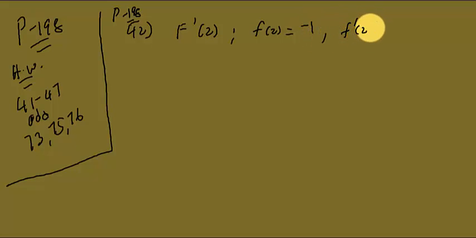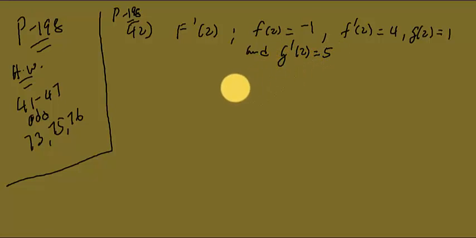f prime of 2 is equal to 4, g of 2 is equal to 1, and g prime of 2 is equal to 5. This is not that hard, so let's do a couple of these. Let's do A first. They tell you f of x is 5 times small f of x plus 2 times g of x.